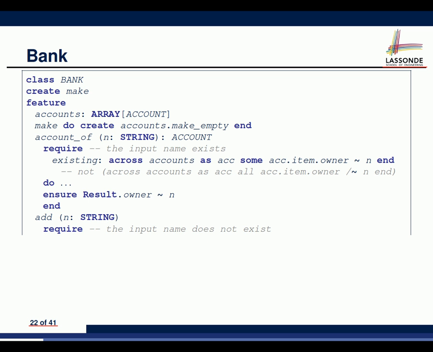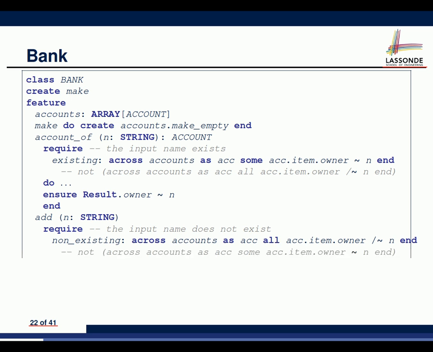Now the precondition for add: we want to make sure there are no duplicates of the account with the owner. So we want to make sure the owner you're adding the account for should not exist already. A similar issue. You can just go through the precondition over here by yourself. I'm using across all rather than across some. As an exercise for you, convert this into across some.